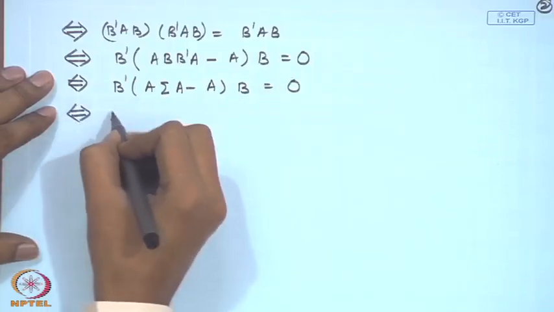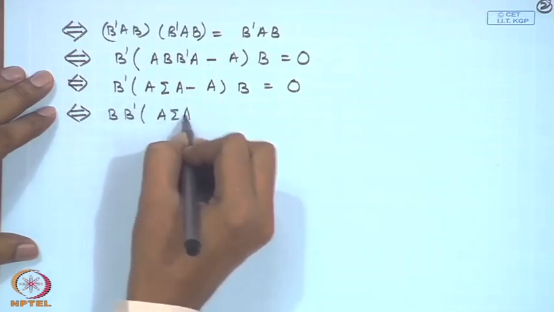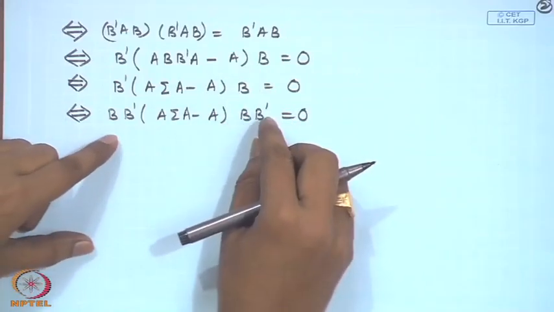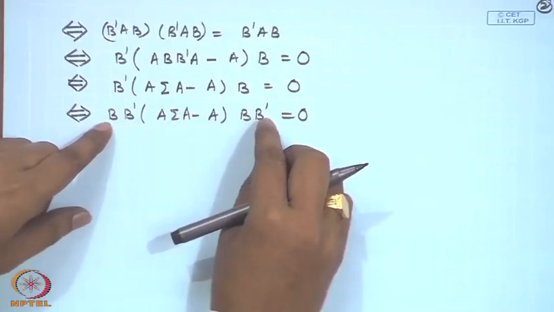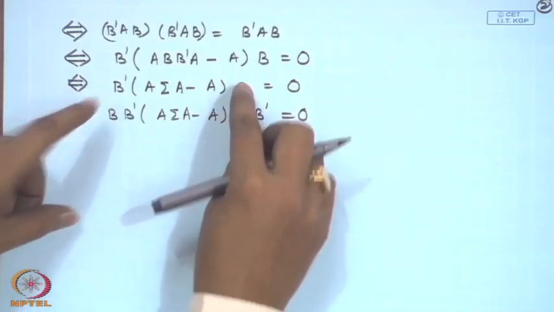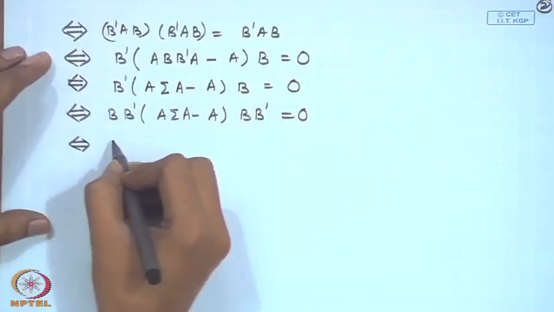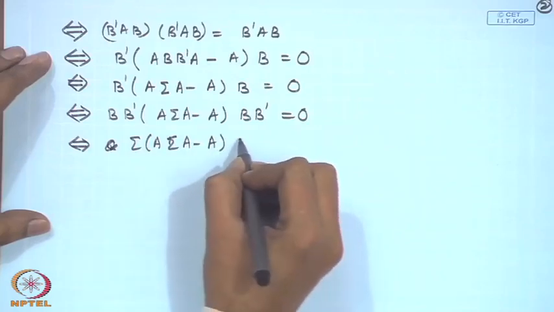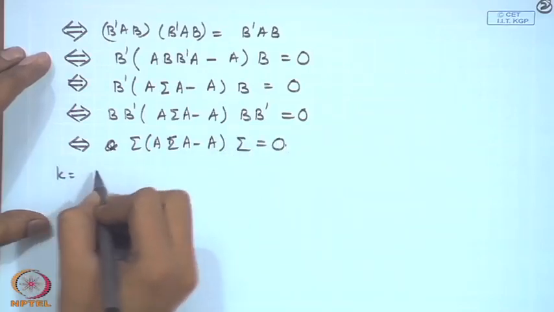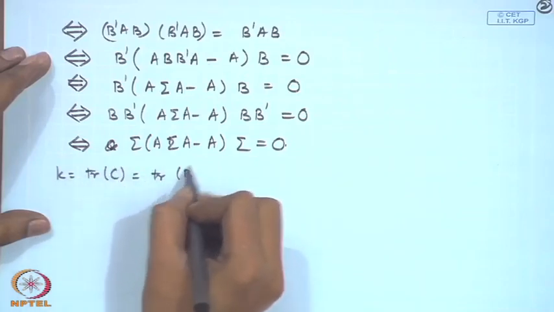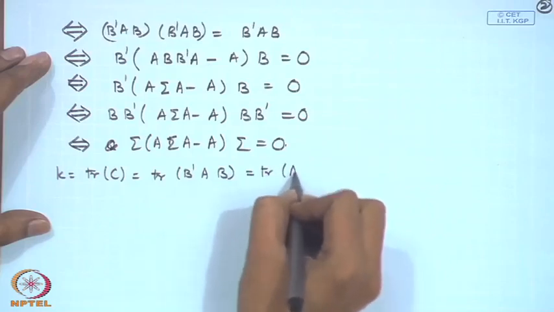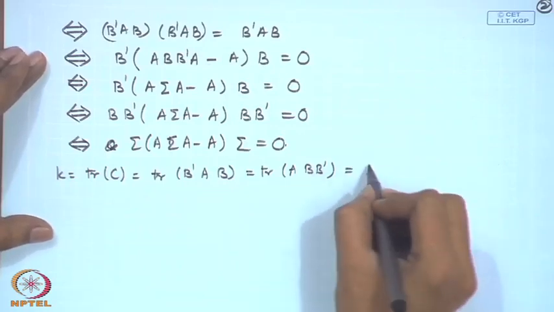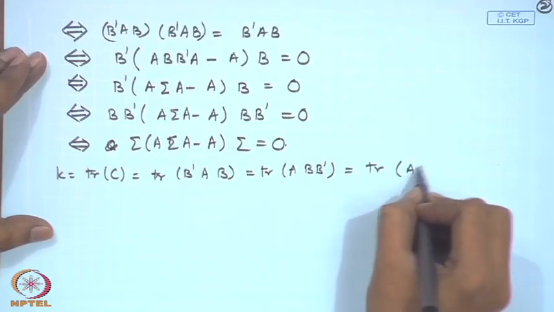Again, this is equivalent to, I can pre multiply by B and I can post multiply by B prime. Now, the question is why is this equivalent? Because if I am having this, I can consider here a transformation from here to get this thing here. So, this will be implying sigma A sigma minus sigma A sigma... that is, sigma A minus A sigma is equal to null. Now, k is equal to trace of C, that is equal to trace of B prime A B, that is equal to trace of A B B prime, because trace of some matrix C into D is same as trace of D into C. So, trace of A sigma.